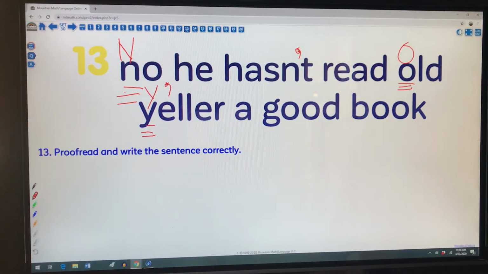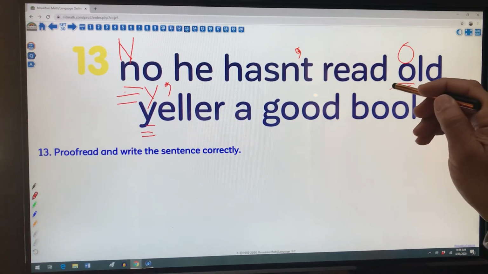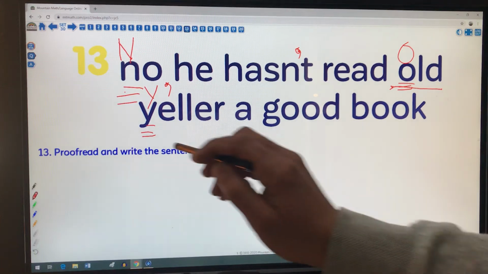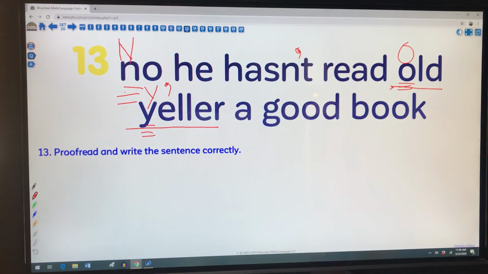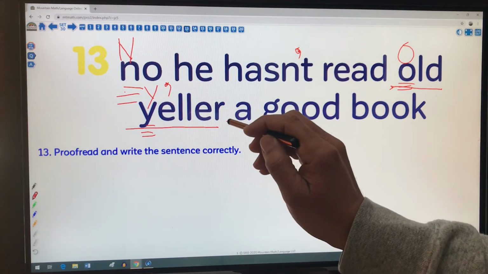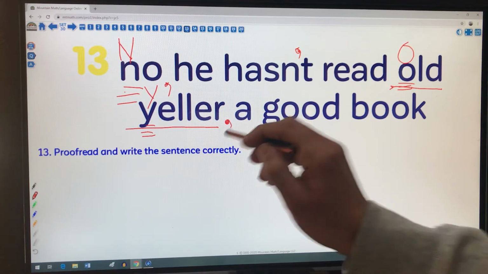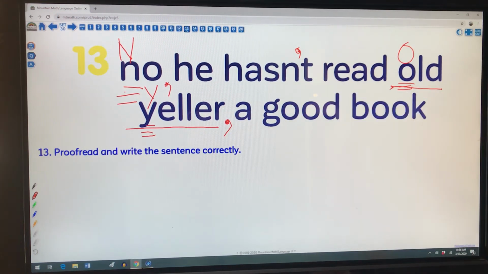And in one of your language lessons, it said how to make sure that you understand book titles. If it's on the computer, you're welcome to make that into italics, but we're just going to underline that. "No, he hasn't read Old Yeller, a good book." There's one more thing. I think this is one of those commas that comes after the dependent clause, or at least it's naming an article as a noun here, so that looks good, and obviously I need a period. "No, he hasn't read Old Yeller, a good book." I have now proofread and corrected that sentence.